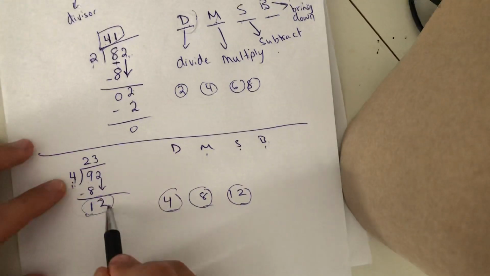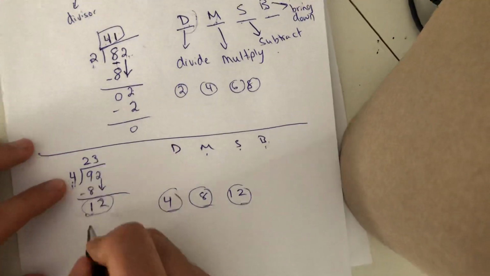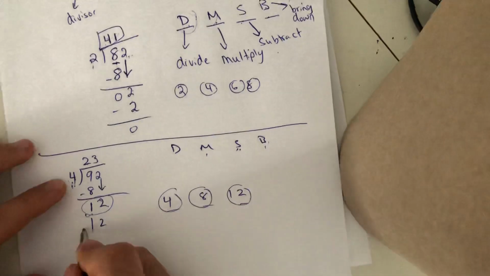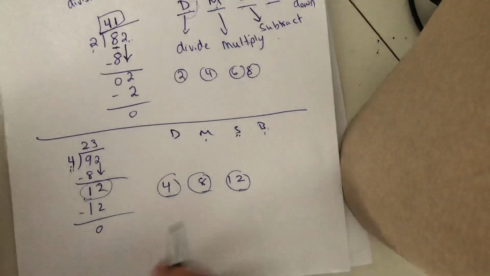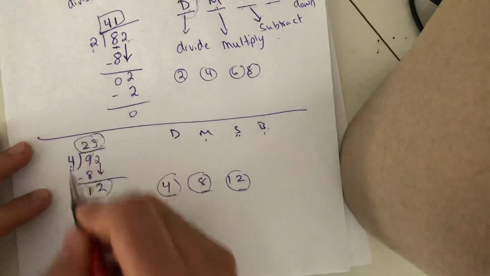So how many times can 4 go into 12? 3. 3 times 4, 12. Subtract, 0. No more numbers to bring down. The answer is completed. 92 divided by 4 equals 23. I will be giving more examples.